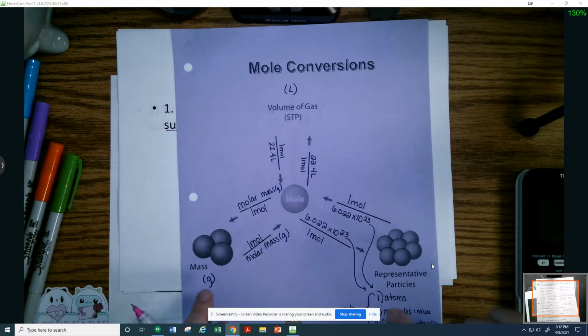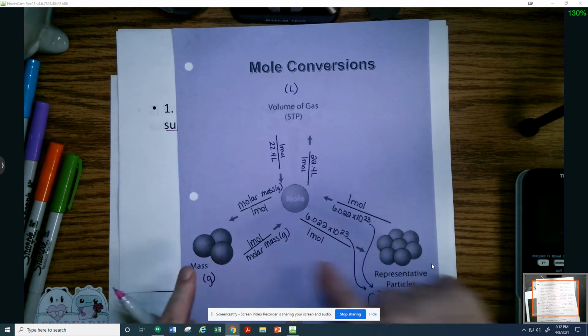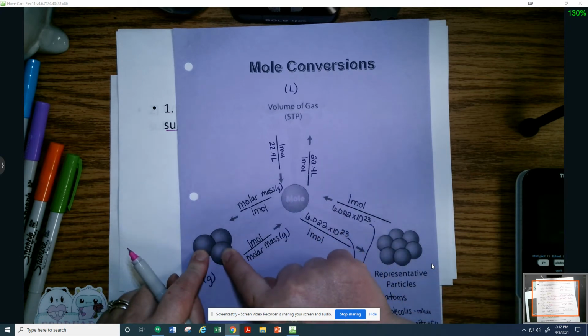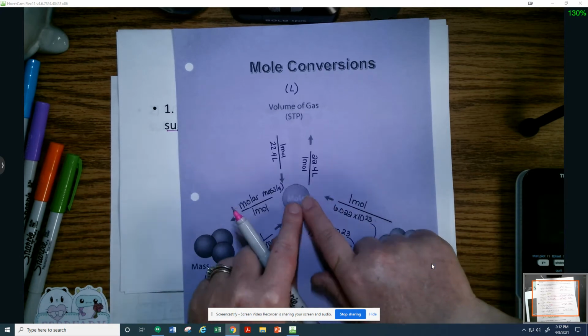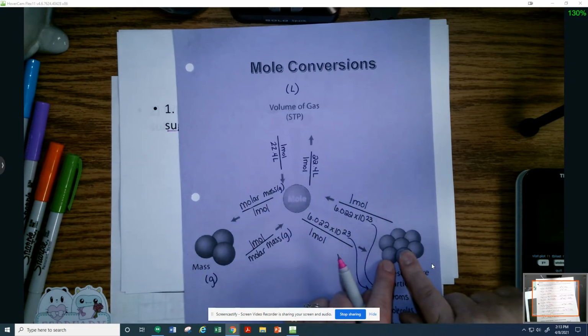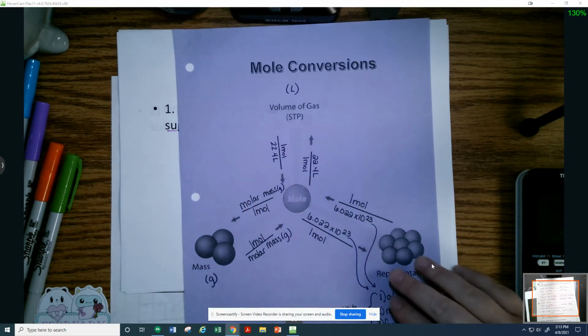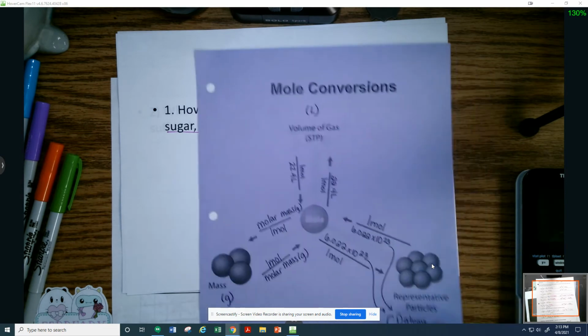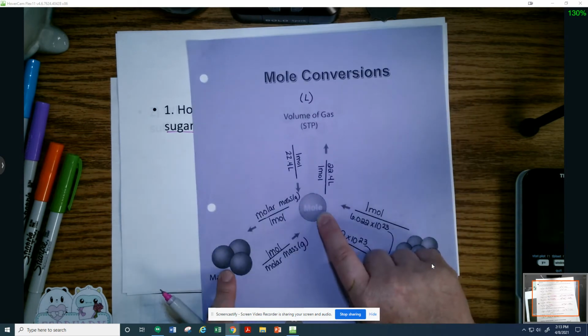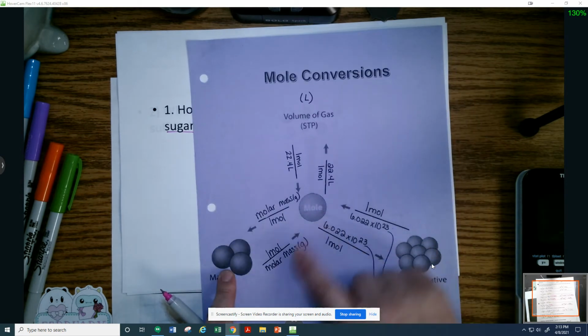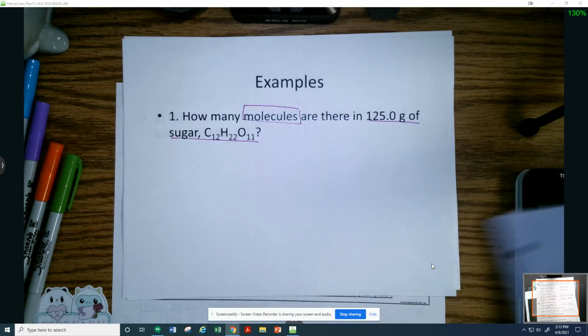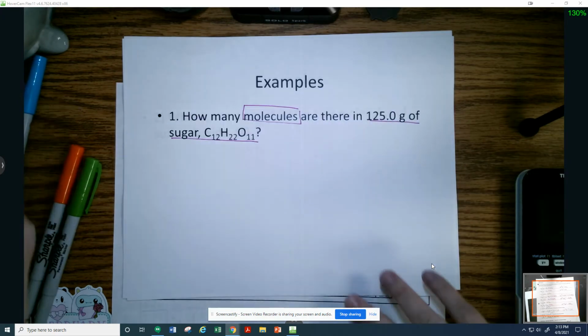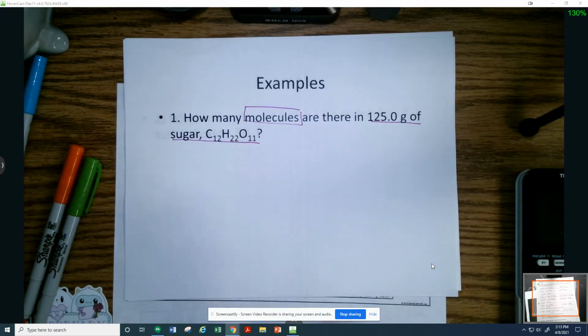And so what we need is a two-step conversion that's going to lead us from mass to mole, and then we can go from moles out to a representative particle. Therefore, two steps. The first leg of my journey on my mole map is going to involve molar mass. So that's the first thing I'm going to do: determine the molar mass of the sugar.